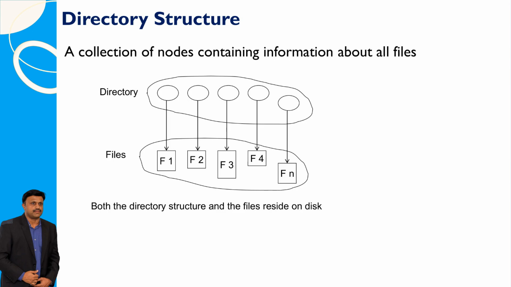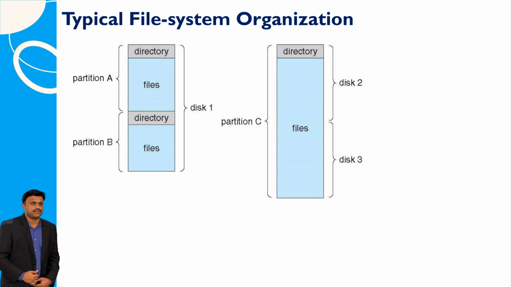A directory structure is a hierarchical arrangement of nodes that store information about all files within a system. Each node represents a directory or file, forming a structured collection of data for easy navigation and organization. Typical file system organization involves structuring files and directories in a hierarchical manner for efficient storage and retrieval.